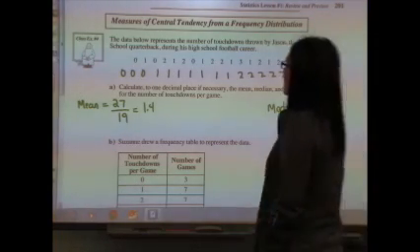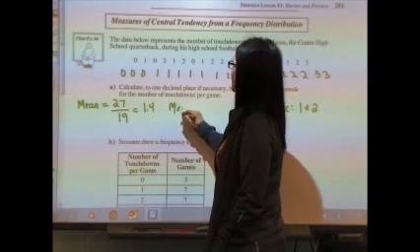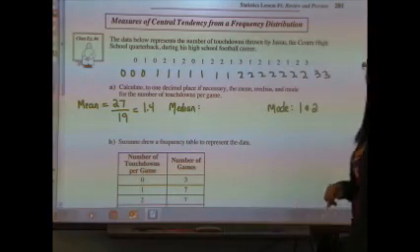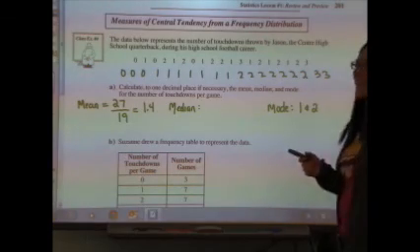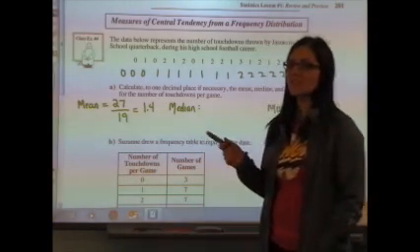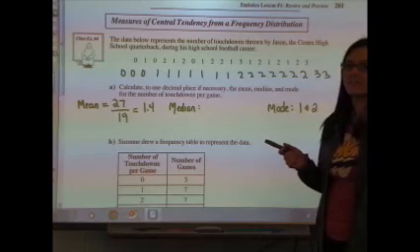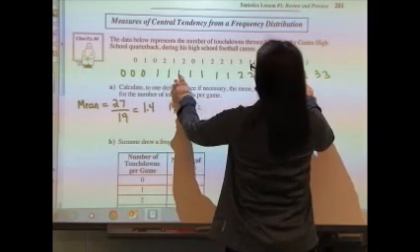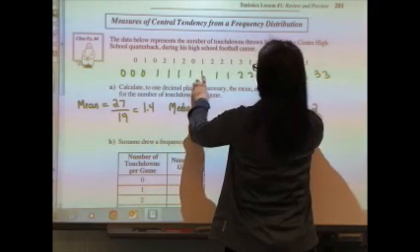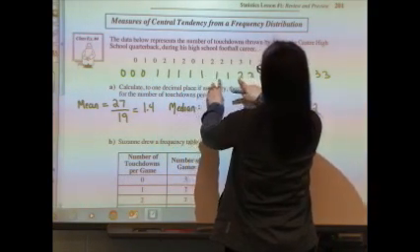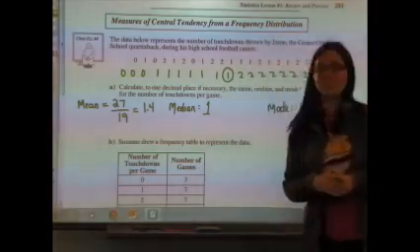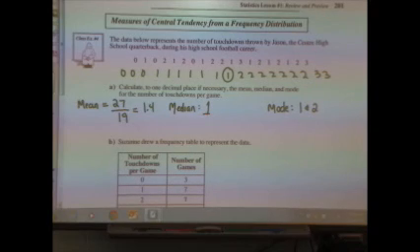And then the median, I have to put these in numerical order and then find the middle. So the middle, if I have 19 data values, the center comes at 10. Right? Move in 3, move in another 3. 1 touchdown per game is the median.